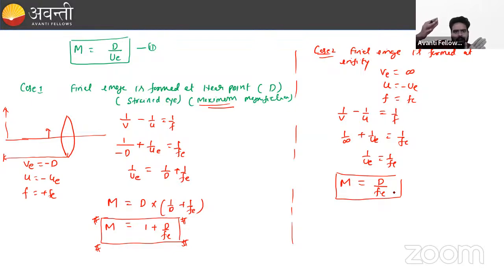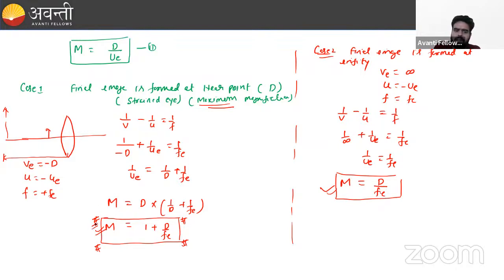Between them, there are infinite possibilities, right? So we can say that our magnification lies between d by fe and 1 plus d by fe. Why between d by fe and 1 plus d by fe? Because this is the case when a human can see a clear image at a distance of 25 centimeters. We consider that distance from the safety point of view.